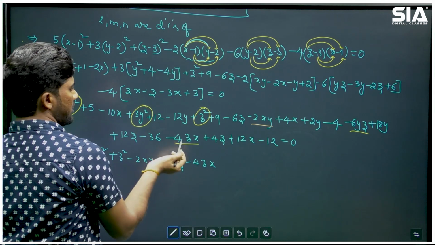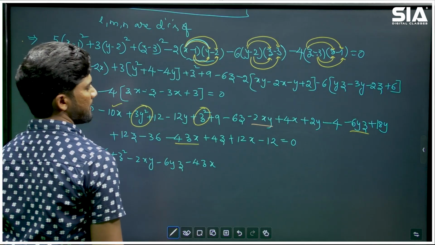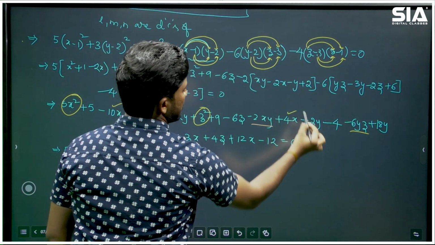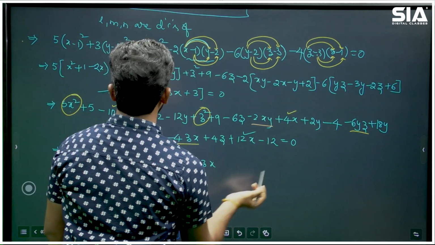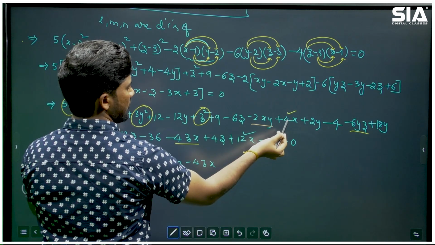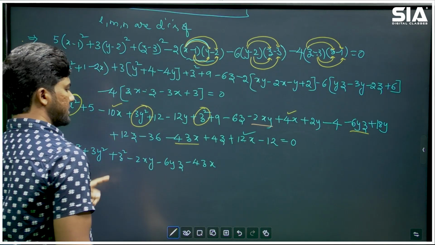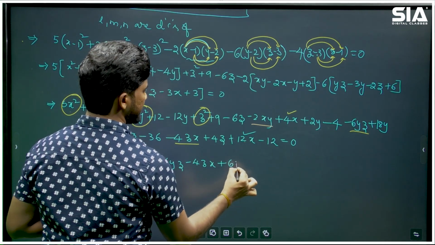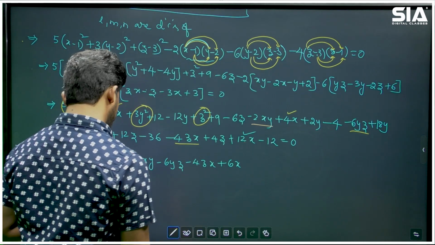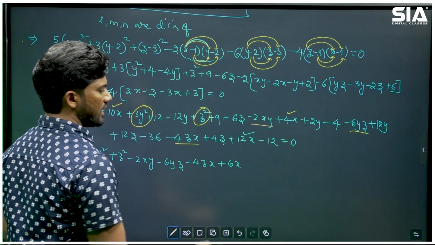Now in continuation, after that value, 10x. Here you have minus 10x and one more plus 4x and 12x. Okay, minus 10, 4 plus 12, 16, 16 minus 10, plus 6x. We are getting plus 6x only, that value.